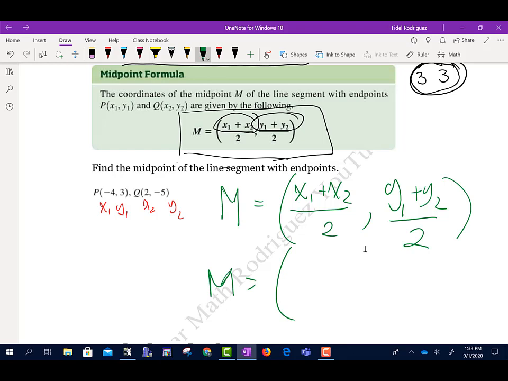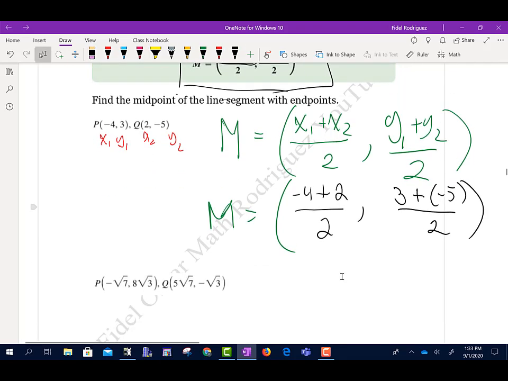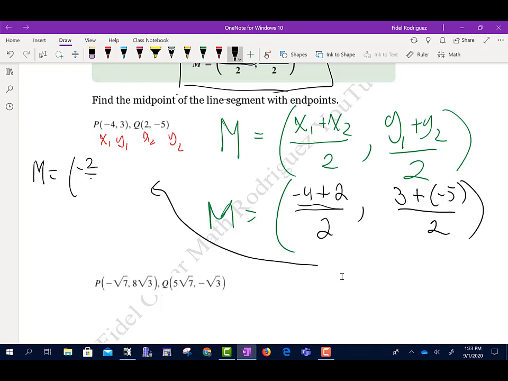Okay, so now let's take our number x1, negative 4, plus x2, which is 2, divided by 2, and then y1, which is 3, plus negative 5, divided by 2. I'm going to scroll down a little. I'll write it over here because we're almost done. Negative 4 plus 2 is negative 2, over 2. 3 plus negative 5 is also negative 2, over 2. And so the coordinates of my midpoint: negative 2 divided by 2 is negative 1. And there's my midpoint.